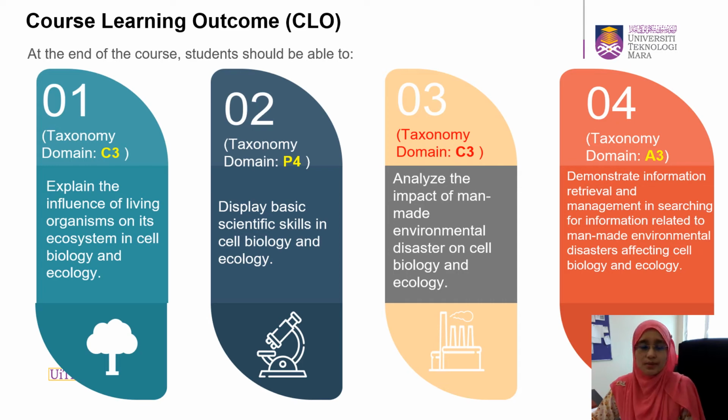And then, okay, so this is the course learning outcome or CLO. For Bio 091, we have four CLOs, course learning outcomes. The first course learning outcome is for you to be able to explain the influence of living organisms on its ecosystem in cell biology and also ecology. According to the taxonomy domain, this one falls under C3. Later I will explain to you what C3 is.